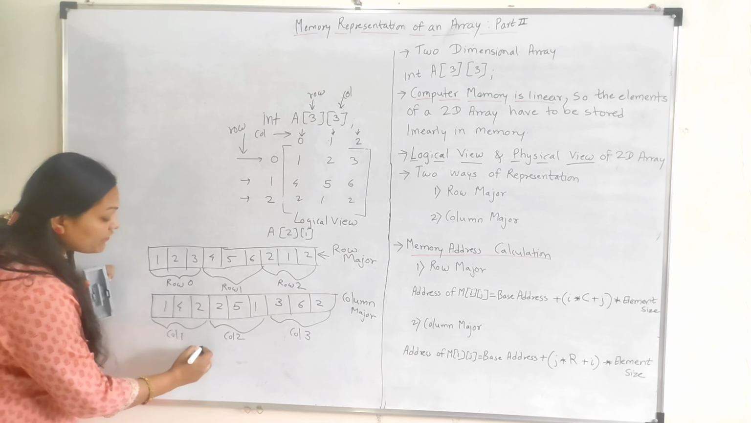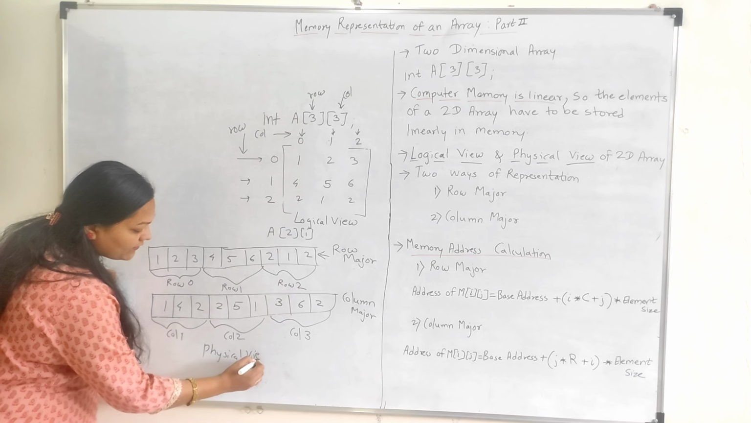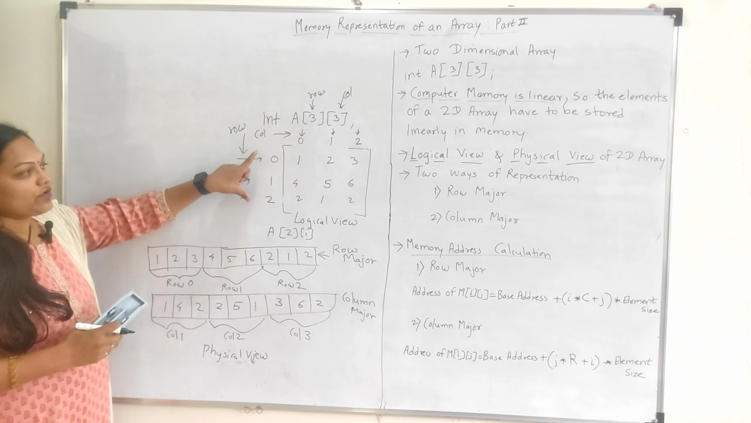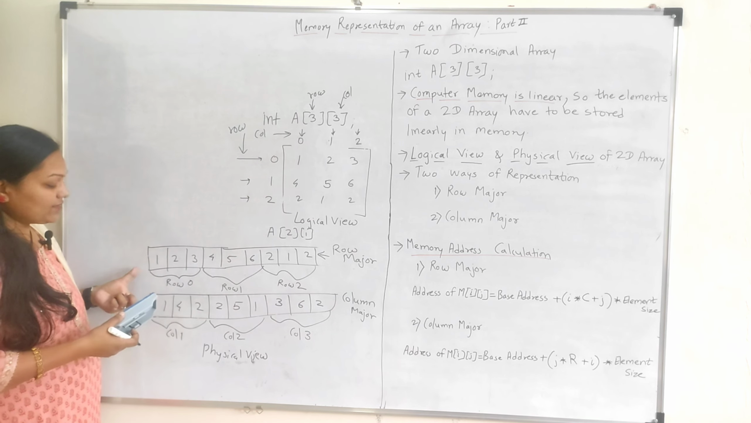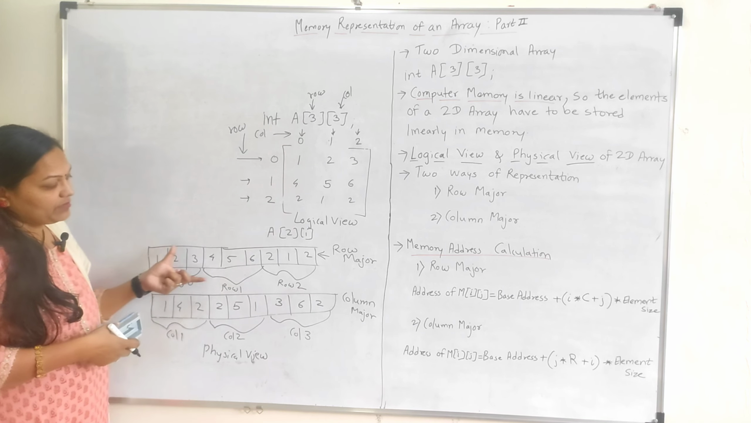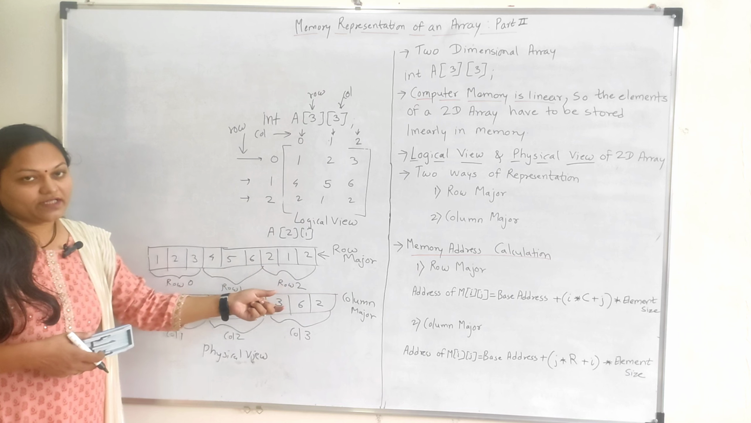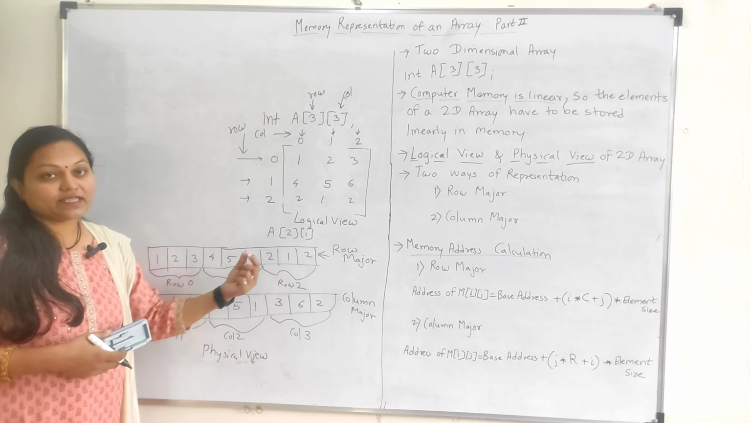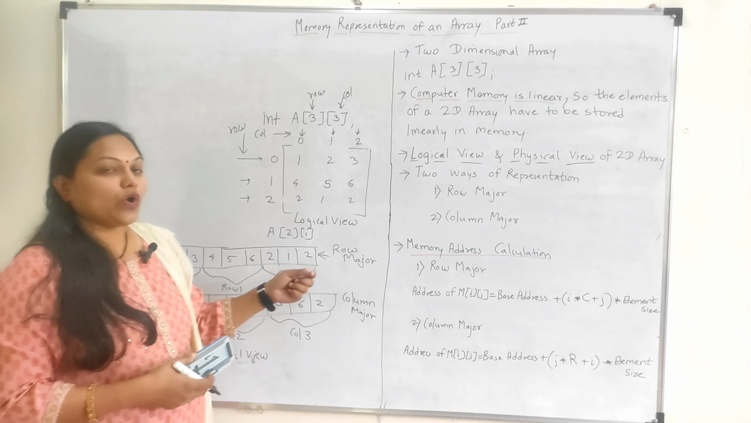This we can say is a physical view of a matrix or two-dimensional array. So this is the logical view, how we can logically store this two-dimensional array, and this is the physical view, meaning how we actually store it in computer memory. Computer memory is linear, so we need to store each and every element of the matrix one after another in consecutive memory locations. If we consider row by row, that is row major. If we consider column by column, that is column major.